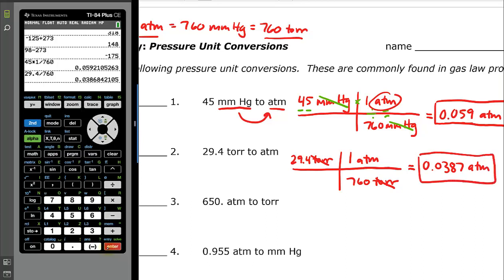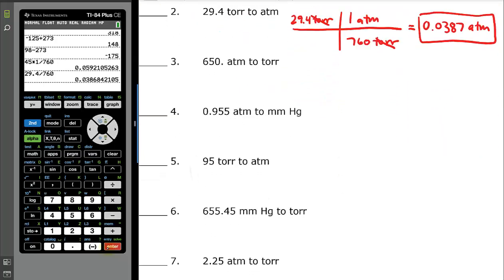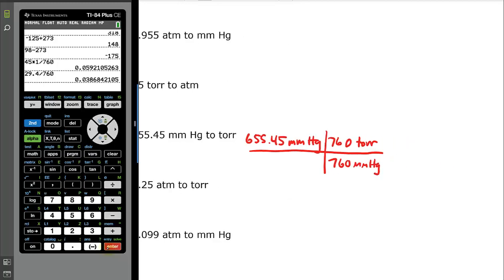Let's just do two more quick ones. Let's go down here to 6 and 7. On 6, we have 655.45 millimeters of mercury, and they want us to get that into torr. Now you might be looking at that one with a slight frown saying, wait a second, those are the same. You're exactly right. 760 torr is 760 millimeters of mercury, so they're basically the same thing. And that way the units cancel. You don't even need your calculator here because the 760s cancel too, and that gives us 655.45 torr.